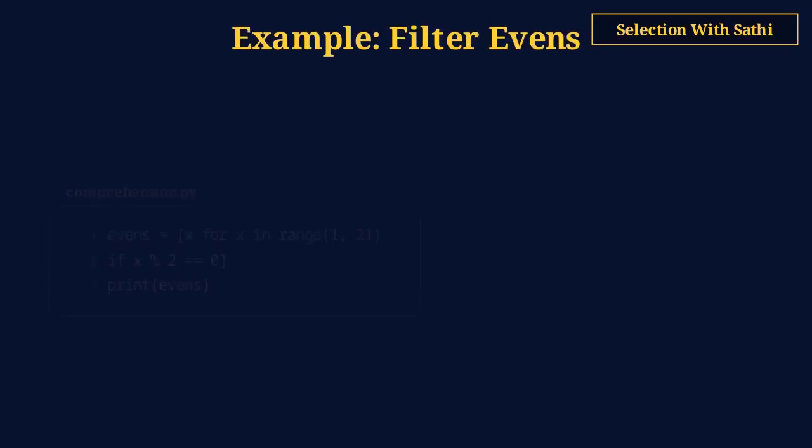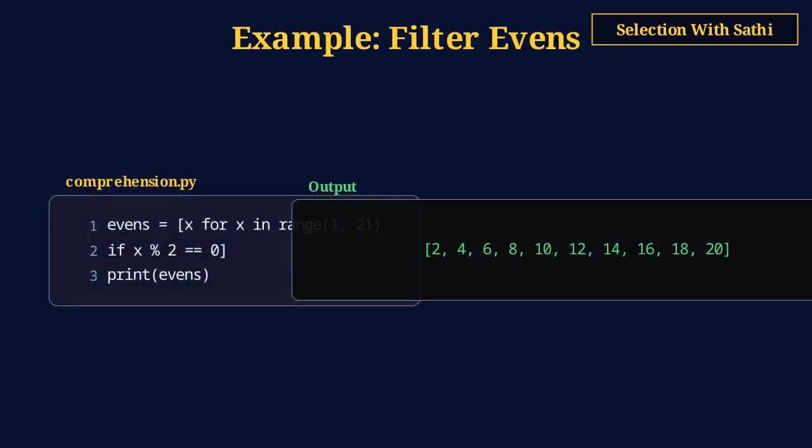Finally, list comprehension to filter even numbers. We write x for x in range(1, 21) if x mod 2 equals 0. The range gives 1 through 20, and the condition keeps only even numbers. Result is 2, 4, 6, 8, 10, 12, 14, 16, 18, 20. Much cleaner than a for loop with append.